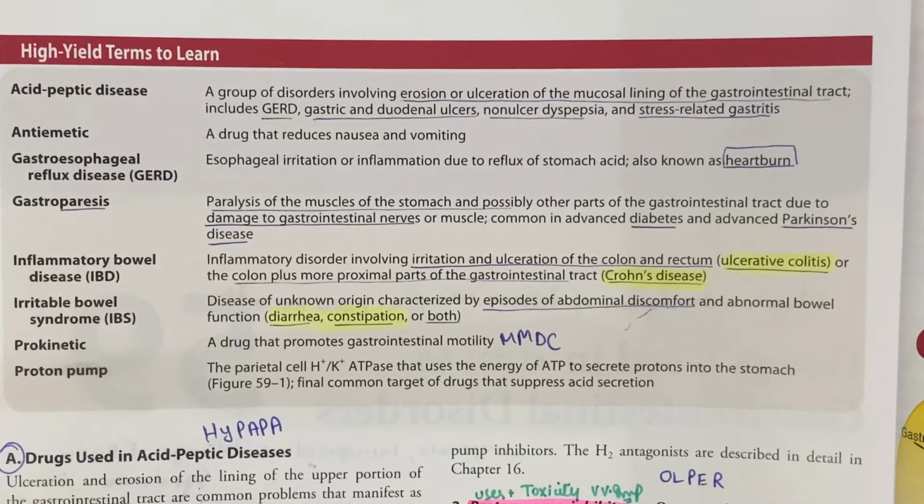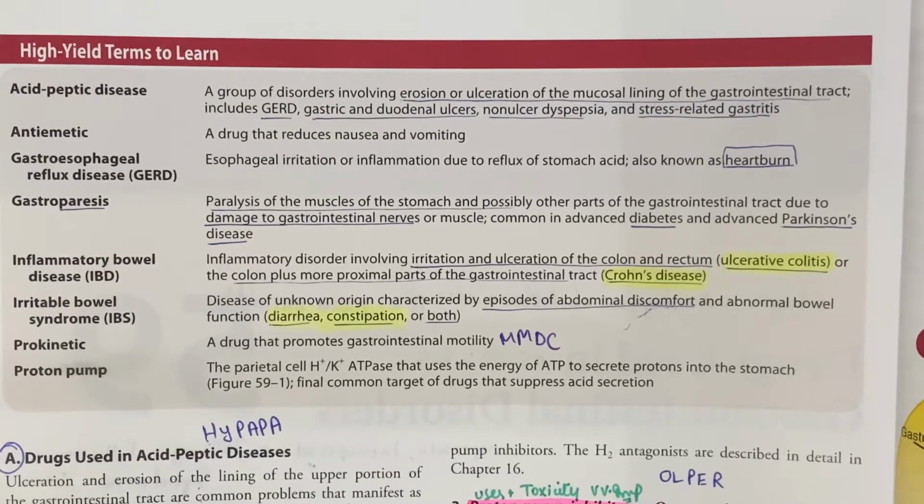Basically, the proton pump is the parietal cell H+ K+ ATPase, a pump which uses ATP and secretes hydrogen ions, or protons, into the stomach, which ultimately releases the acid. It is the final common target of the drugs which suppress acid secretion.